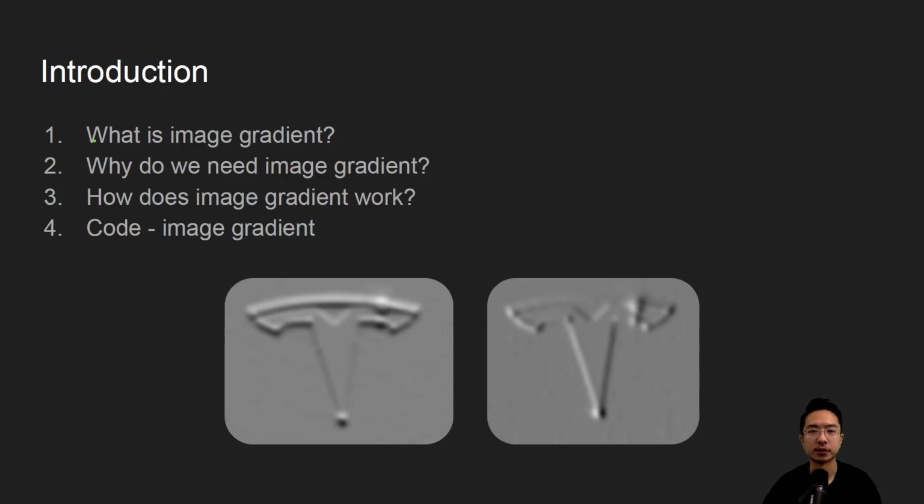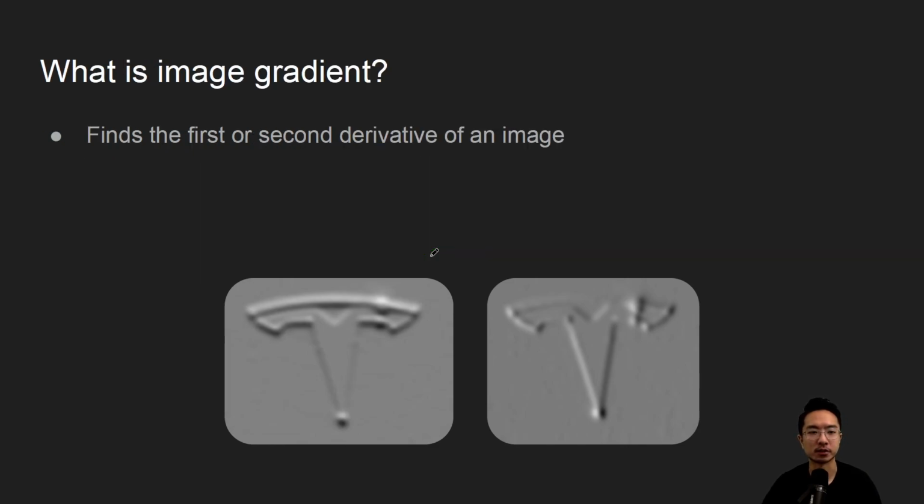All right, so in this video, we're going to talk about image gradient in OpenCV using Python. We'll start off by saying what it is, why do we need it, how does it work, and jump right into a coding example. By the end of this video, we'll see how we could get these two images here and the difference between the two.